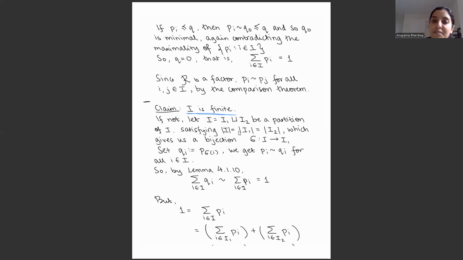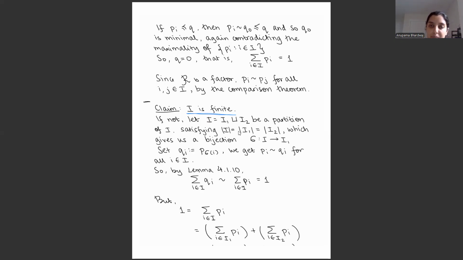Now, since R is a factor and all of these Pi and Pj are minimal projections, I have that Pi is equivalent to Pj for any i and j in the indexing set. Again, by the comparison theorem, because 0 and 1 are the only two central projections. I claim that the indexing set is finite. Okay, what happens if it's not finite?